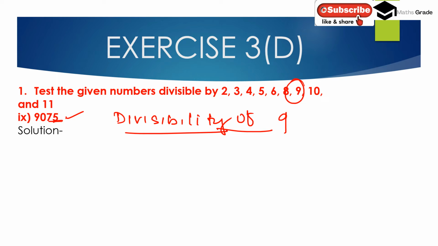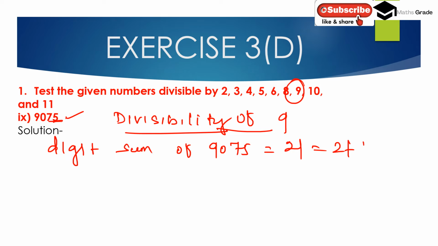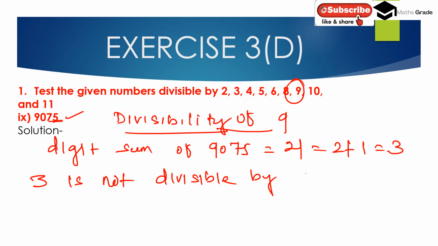We know any number is divisible by 9 if the digit sum of the number is divisible by 9. Here the digit sum of 9075 is 9 plus 0 is 9, 9 plus 7 is 16, 16 plus 5 is 21, and 21 is 2 plus 1, which is equal to 3, and 3 is not divisible by 9. So 9075 is not divisible by 9.